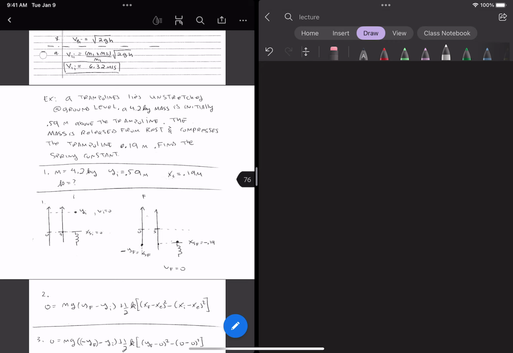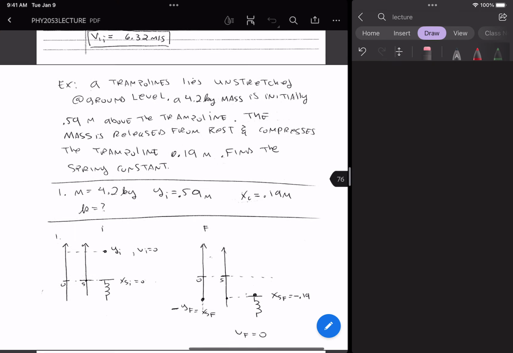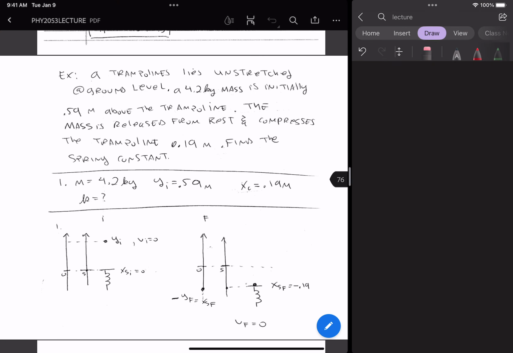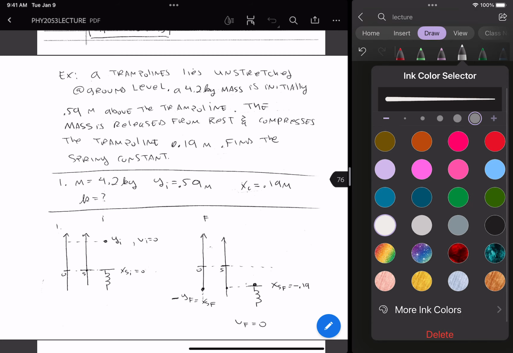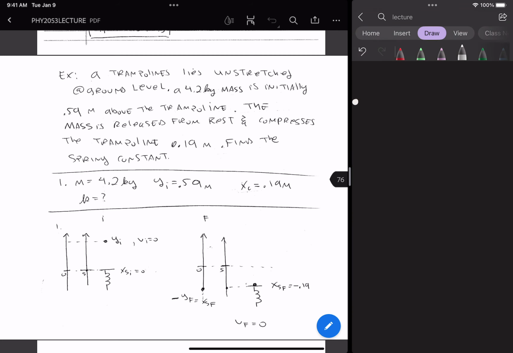Hi everyone, I'm going to go ahead and solve two examples of vertical spring word problems with you. If you look at this one, it says that a trampoline lies in the unstretched position at ground level and a 4.2 kilogram mass. So you have a mass that's 4.2 kilograms.